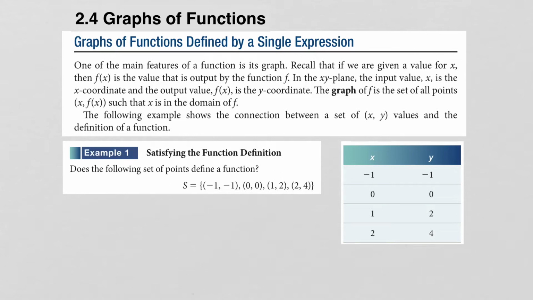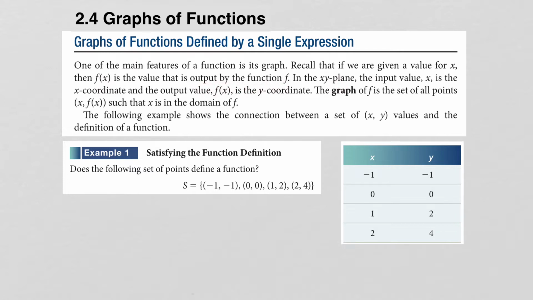In section 2.4, we turn our attention to graphs of functions. One of the main features of a function is its graph, and the graph can help us really understand what the function is representing. Let's remember that if we are given a value for x, which is the independent variable, then f of x, which is the dependent variable, is the output value of the function.